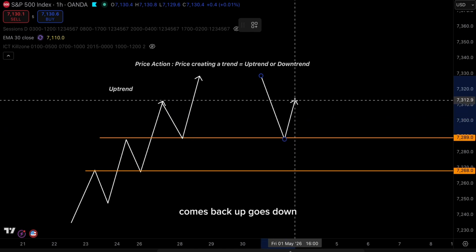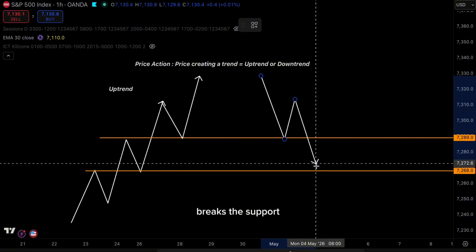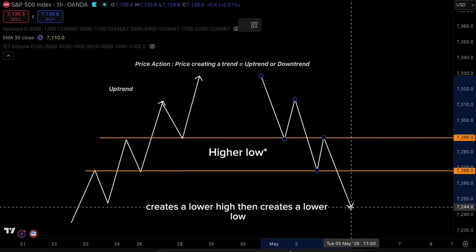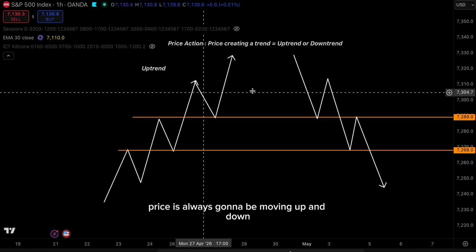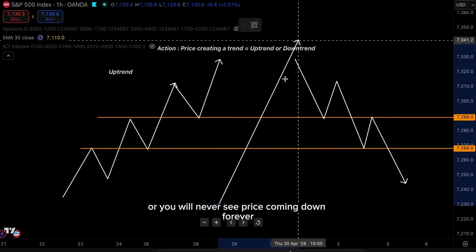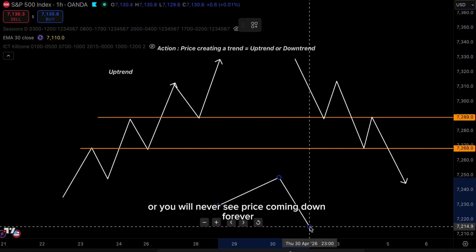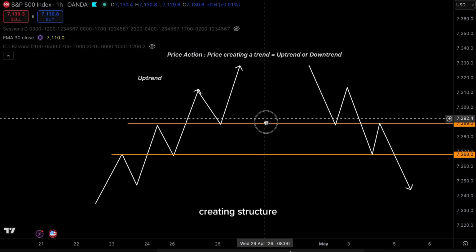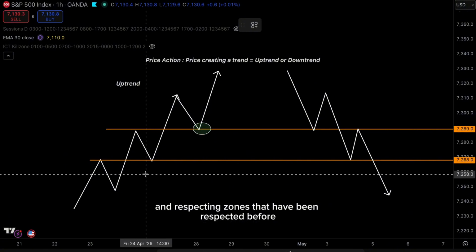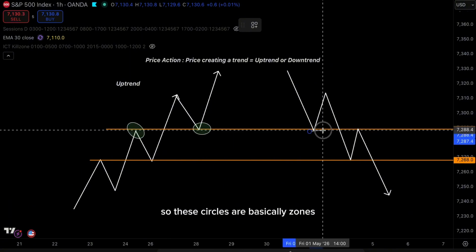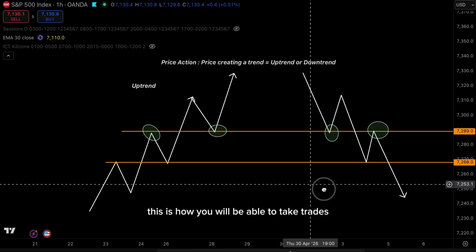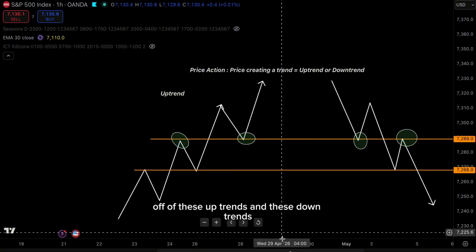Vice versa, it would be a downtrend if you have price come down, selling off, taps the support, comes back up, goes down, breaks the support, taps another support, comes up, creates a lower high, then creates a lower low. Price is always going to be moving up and down. You will never see price going up forever, or coming down forever. It'll always go up and down, creating structure and respecting zones that have been respected before. So these circles are basically zones that have been tested before. And this is how you will be able to take trades off of these uptrends and downtrends.